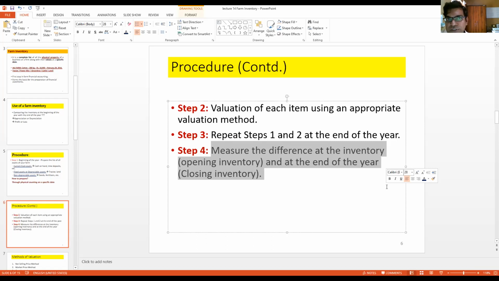If it is positive, the farmer is in a good condition. If it is negative, the farmer is not in a good condition, right? So that is very important. So opening inventory and closing inventory, measure the difference.